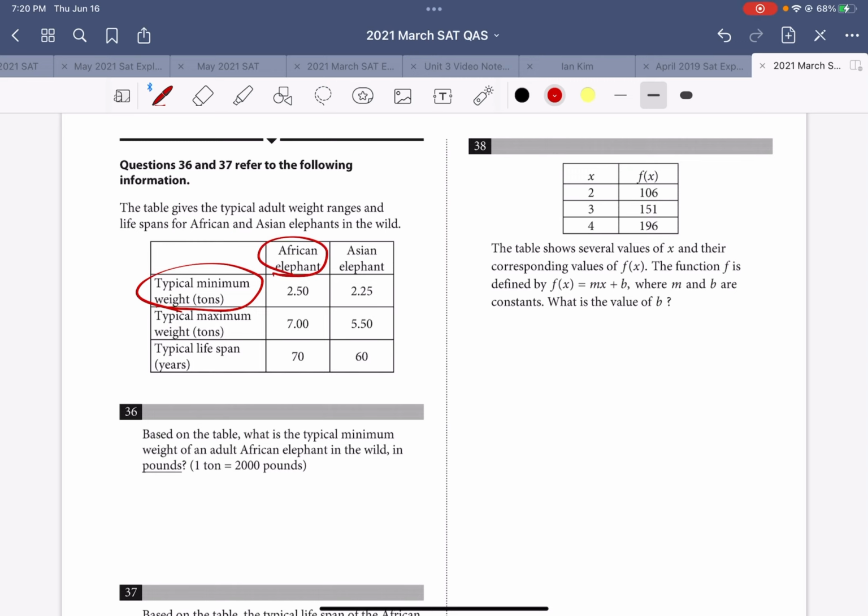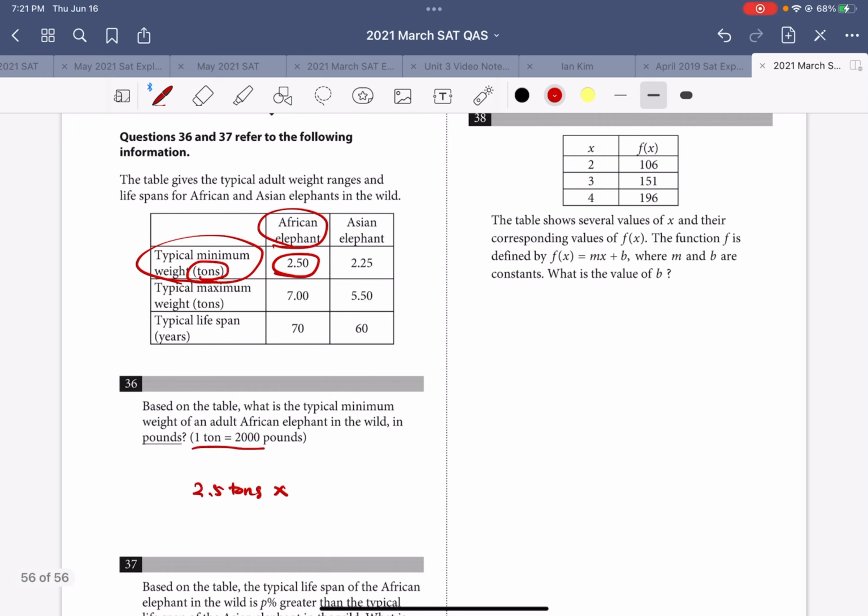Okay, but this one is in tons, remember. So you have to convert into pounds. So 2.5 tons times, you can do unit conversion. 1 ton is 2,000 pounds, right? So when you multiply it out, you're going to get 5,000 pounds. So only 5,000. Okay?